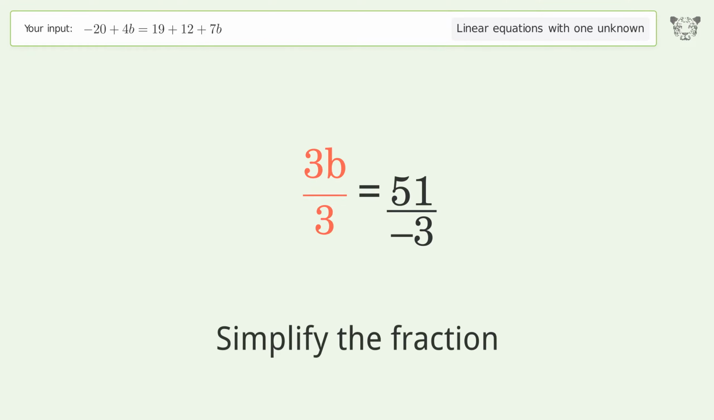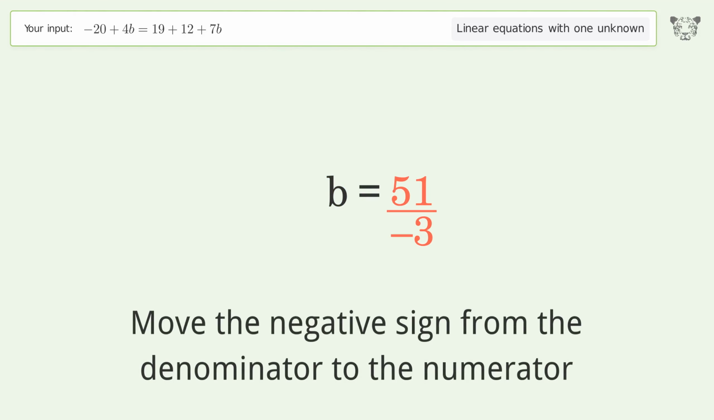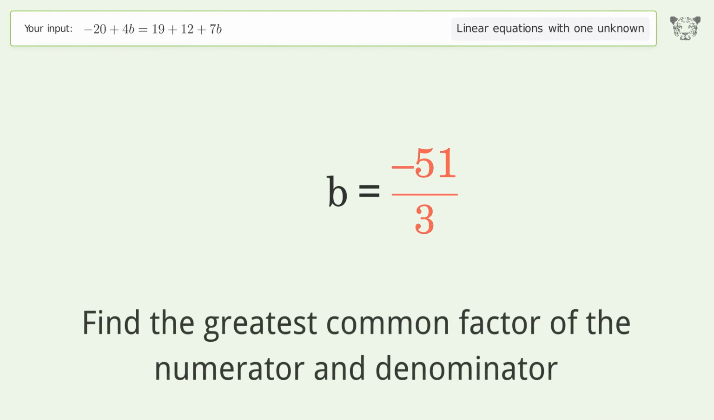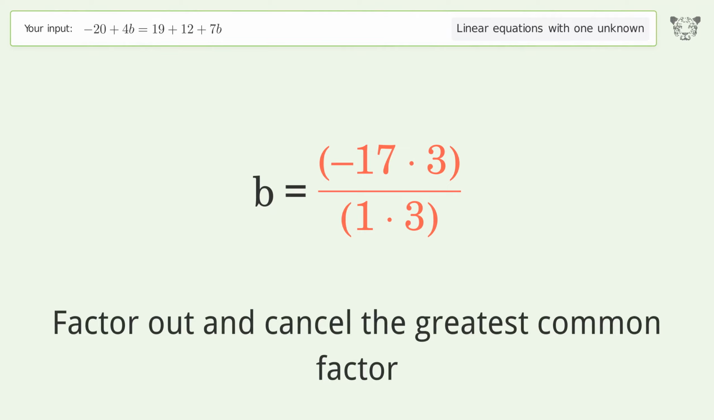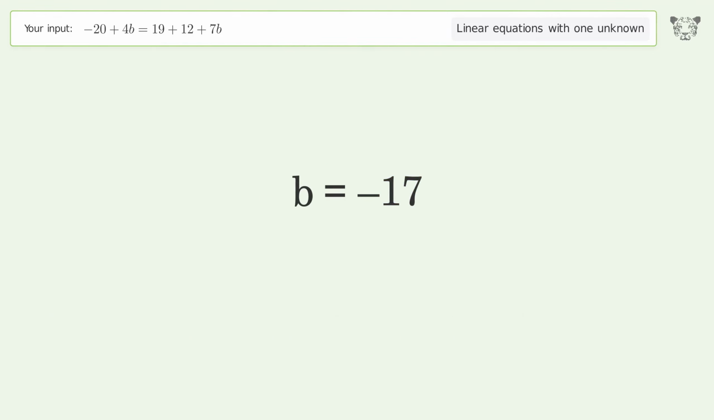Simplify the fraction. Move the negative sign from the denominator to the numerator. Find the greatest common factor of the numerator and denominator. Factor out and cancel the greatest common factor. And so the final result is b equals -17.